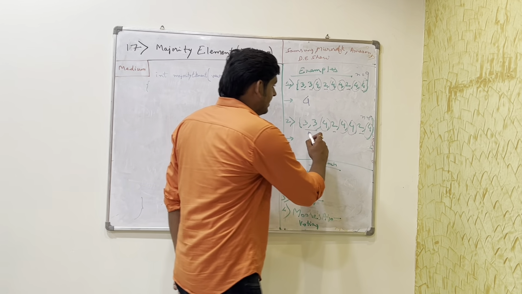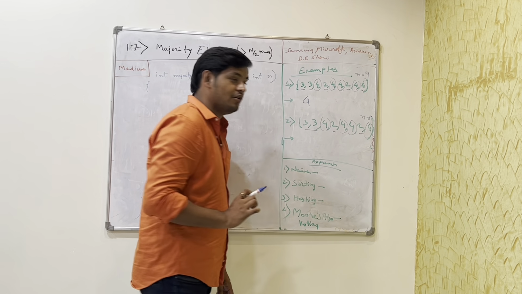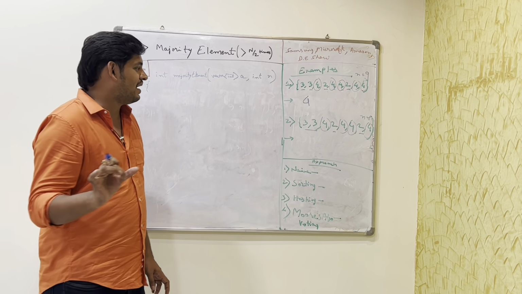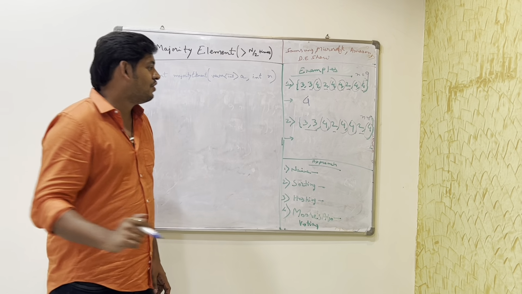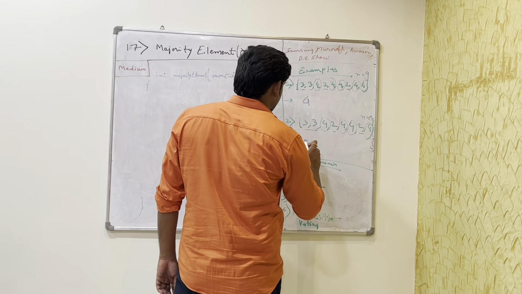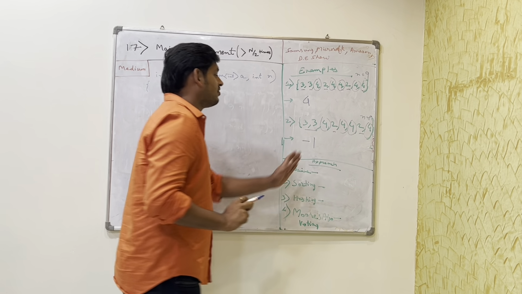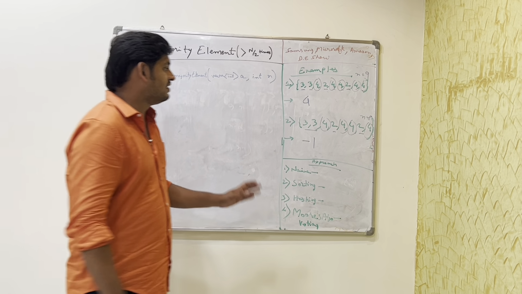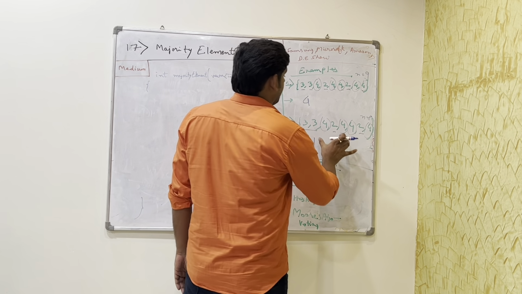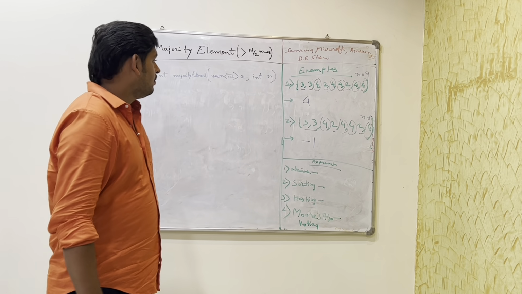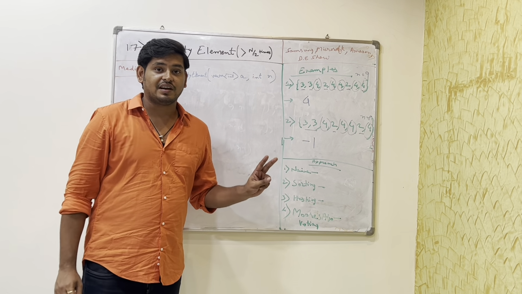But is it a majority element? Is 4 a majority element? No. It is equal to n by 2 but not greater than n by 2. So what do we need to return in this case? We need to return -1, as there is no majority element. No element has come more than 4 times in this array. So I hope the question is clear.